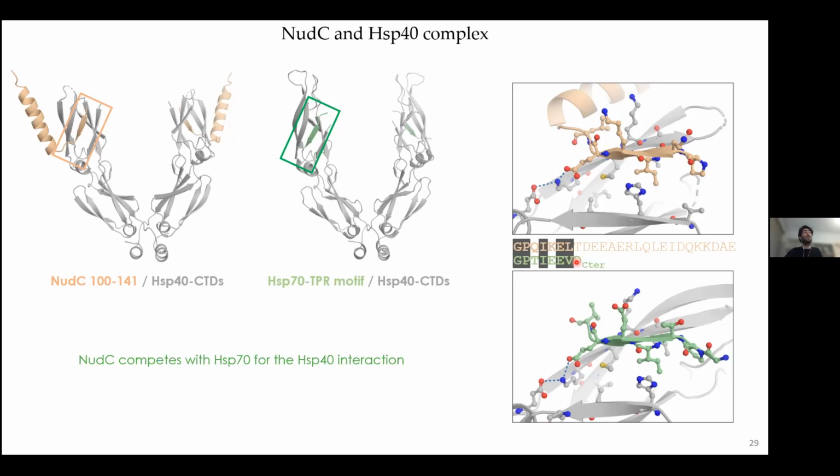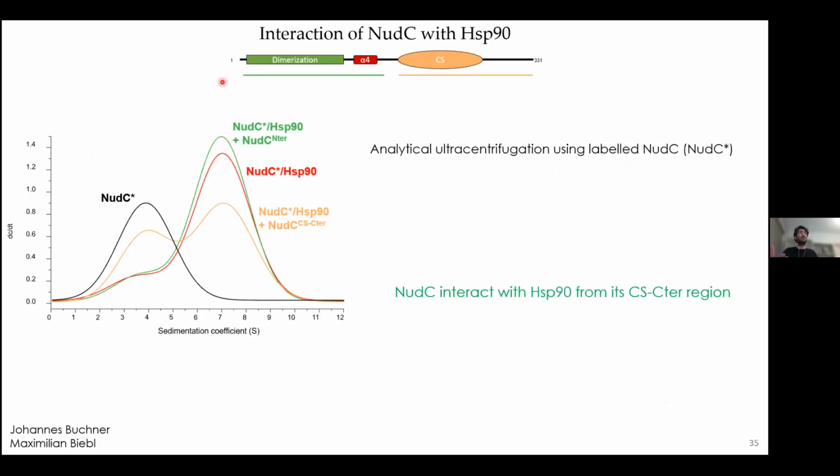And then we can do competition with our fragments. We can add the N-terminus of NOTC, and in that case, we see no shift at all in the population, which tells us that this N-terminal region of NOTC is not competing and is not binding to HSP90. But when we add the C-terminal alpha of NOTC to HSP90, we do see a shift of the full-length labeled NOTC, telling us that there is competition and that the binding site of HSP90 on NOTC is in this CS C-terminus region. So we follow the same pipeline.